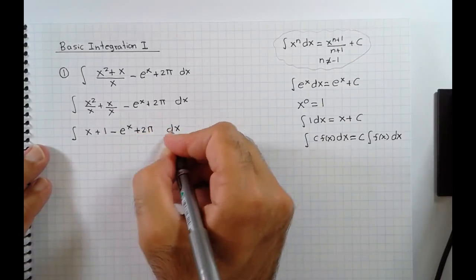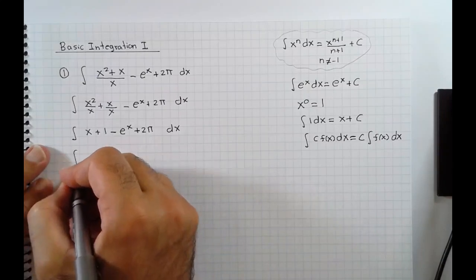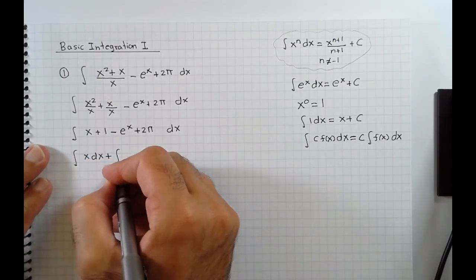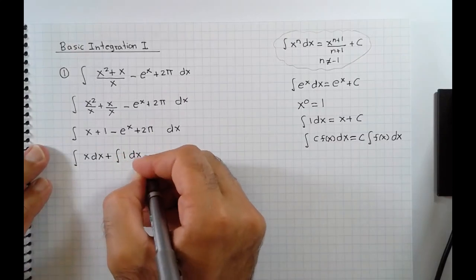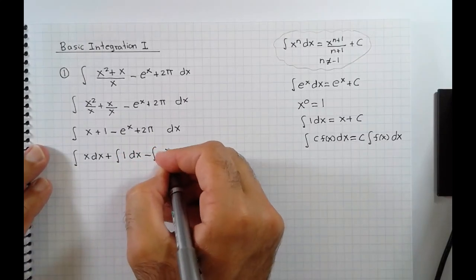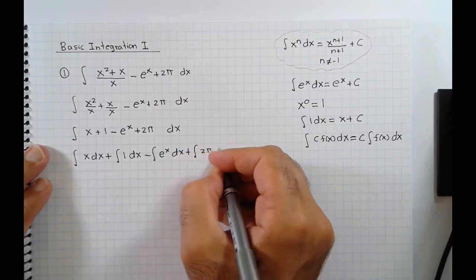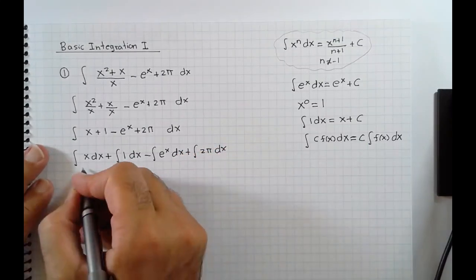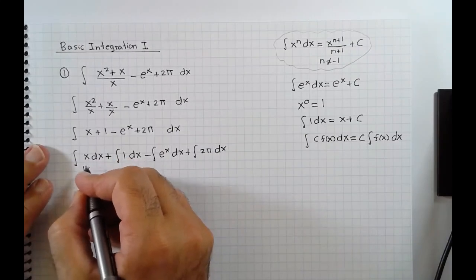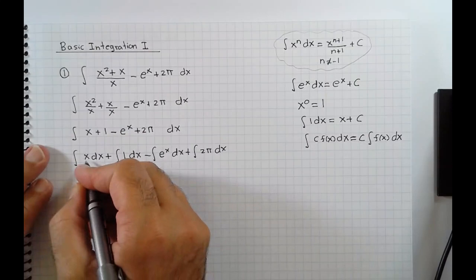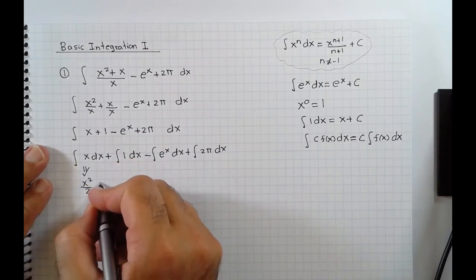dx. Now let's integrate term by term. That's integral x dx plus integral 1 dx minus integral e to the x dx plus integral 2 pi dx. Integral of x is saying what is the function whose derivative is x. That's x squared over 2. You can also reverse the power rule to obtain that.